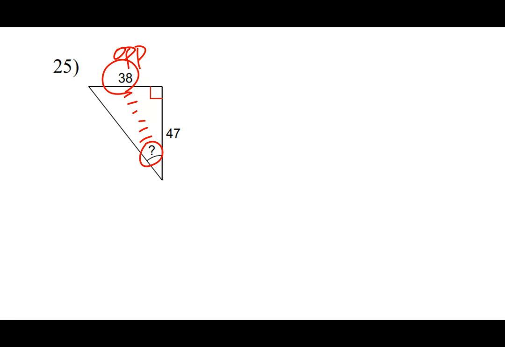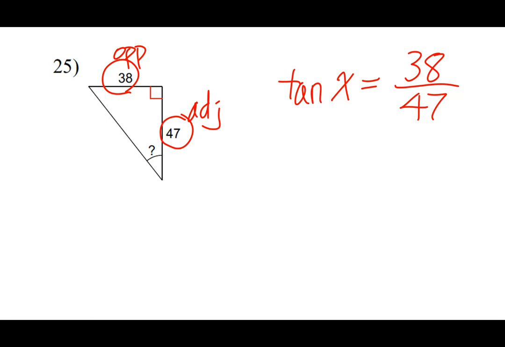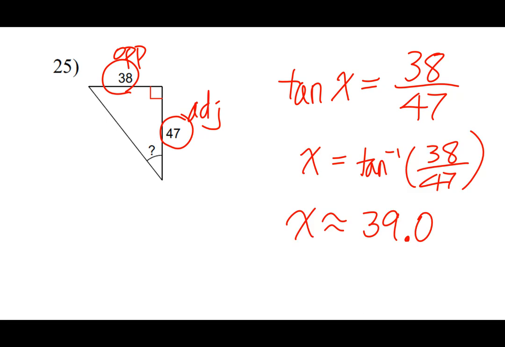Okay, and then we don't have a hypotenuse. I'm sure 47 is between the angle and the 90 degrees. It's not across from the 90 degrees. So 47 is the adjacent side. It touches the angle and the 90-degree angle; the adjacent side always will. So use the tangent formula. Tangent of the angle x is the opposite side 38 over the adjacent side 47. Get rid of tangent and you get inverse tangent of 38 over 47.